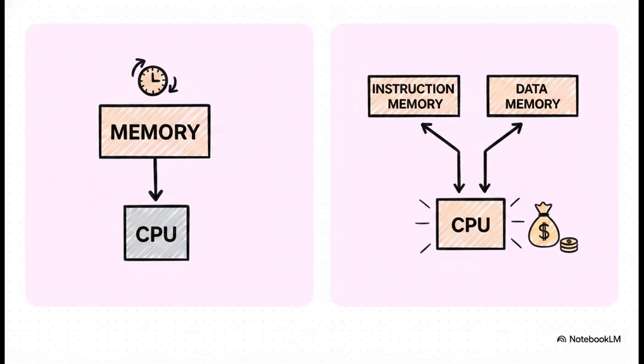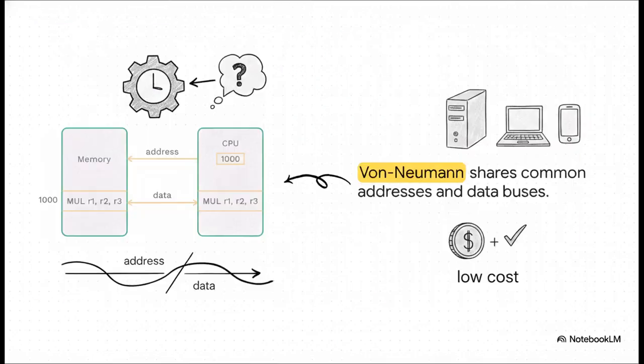Then we have the Harvard architecture. This one uses completely distinct, separate physical memories for instructions and data, which lets it do 2 simultaneous memory fetches. So yeah, it's significantly faster, but as you'd guess, it's also more expensive to build. The von Neumann setup brilliantly illustrates how the CPU and the memory share a single, common pathway for addresses and data. It's kind of like a single-lane highway.